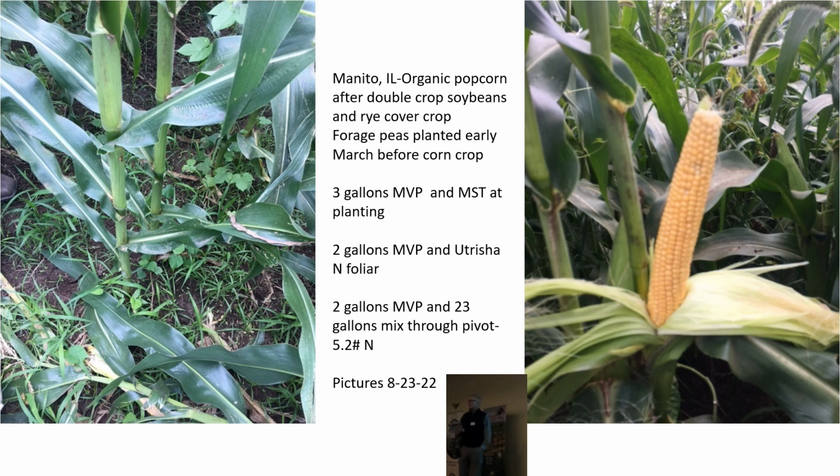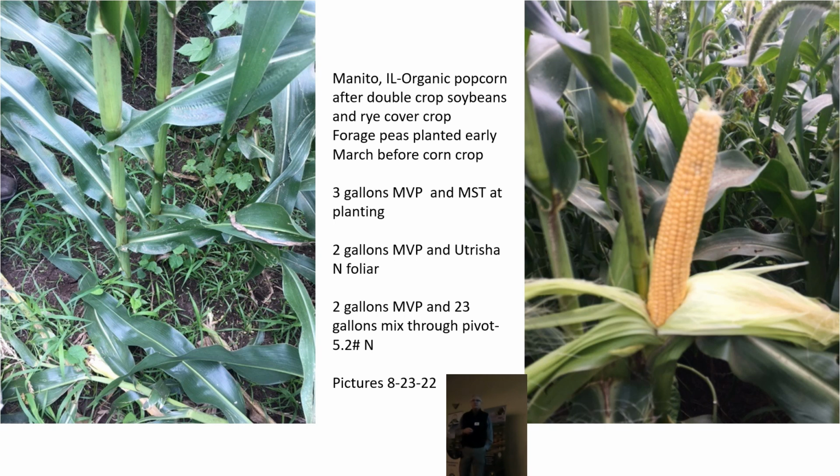I said, well, you're on sandy soil. It's still early. Plant a cover crop of forage peas. Let them grow and fix nitrogen, terminate them, and plant your popcorn. So that's what he did. At planting time, he used 3 gallons of the MVP along with the myco seed treatment. He did do a foliar, 2 gallons of MVP and Nutritia N. Nutritia N is one of those end-of-fight biologicals that can fix up to 40 units of nitrogen in the right conditions.